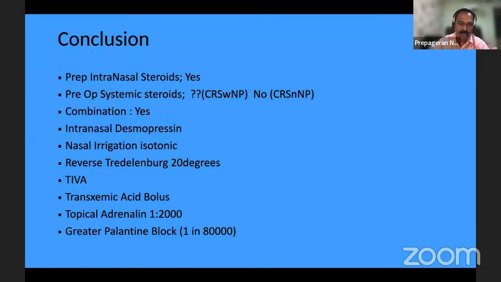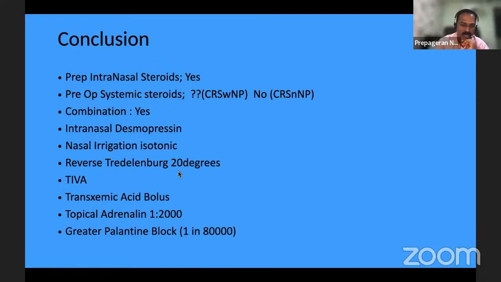So in conclusion, do we use pre-op intranasal steroids? Yes, everyone. Do we use pre-op systemic steroids? With nasal polyposis? Maybe. Without nasal polyposis, CRS without nasal polyposis? No. Combination? Yes, for nasal polyposis. There is evidence to show that intranasal desmopressin works. There's evidence to show that isotonic nasal irrigation works.